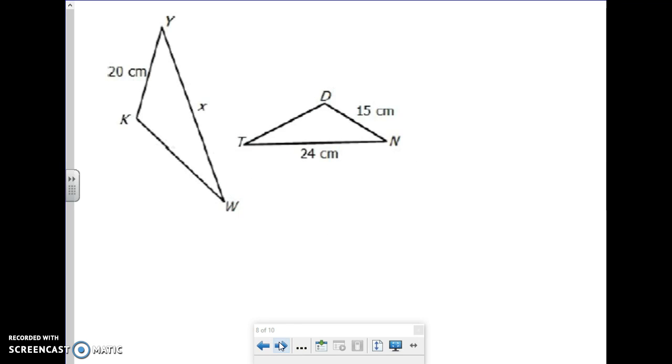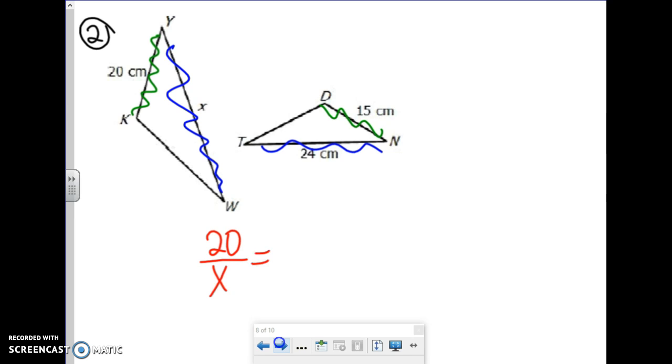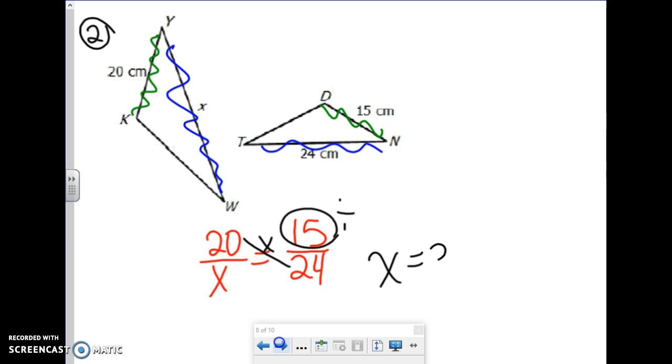Problem number 2. We're solving for x, so I need to match up my sides. So I'm going to have 20 centimeters matches with 15 centimeters, and I'm going to have x matches with 24. So I'm going to set up my proportion. So I'm going to have 20 to x equals 15 to 24. You're going to multiply on your diagonal, divide by your extra. When you do that, you are going to get x equals 32.